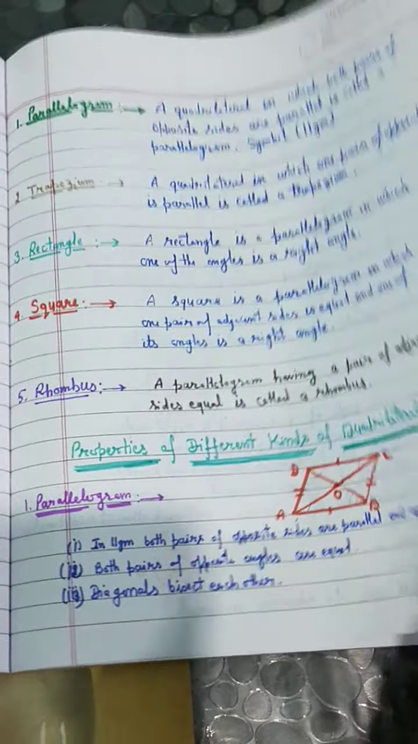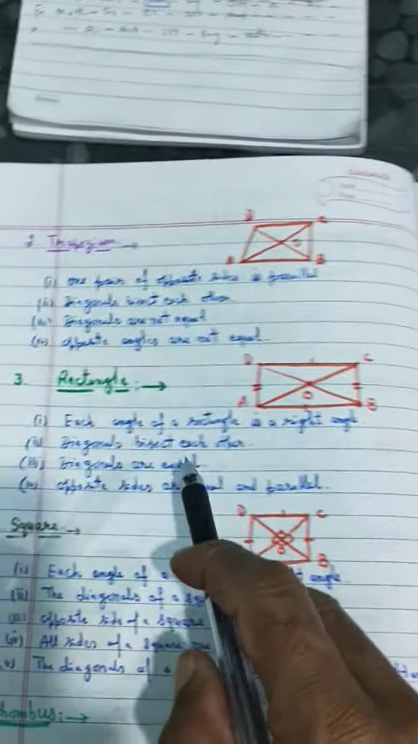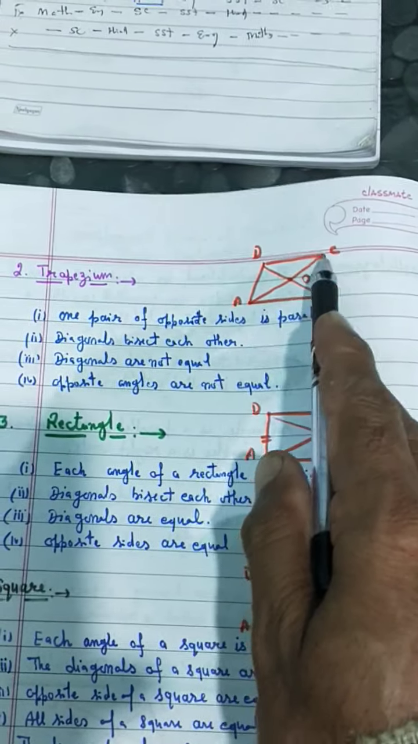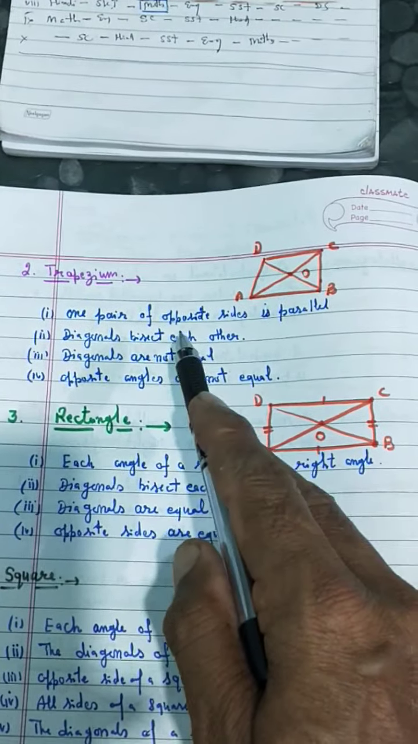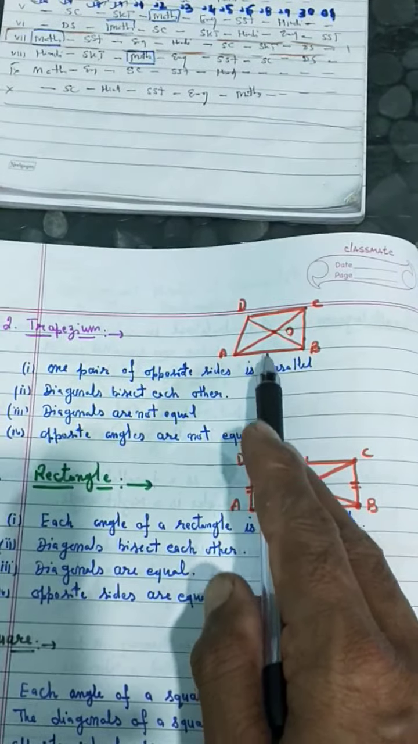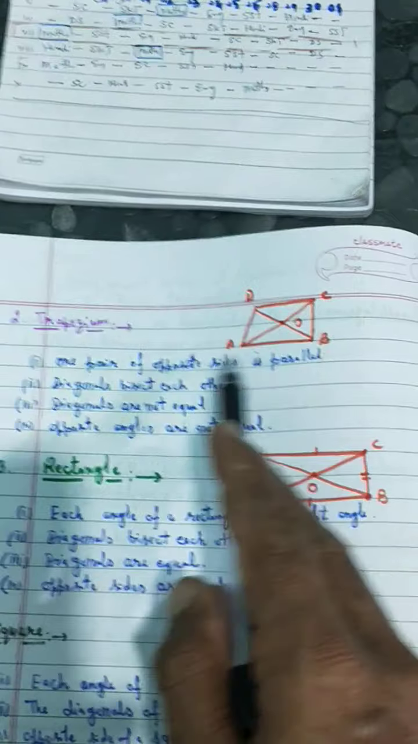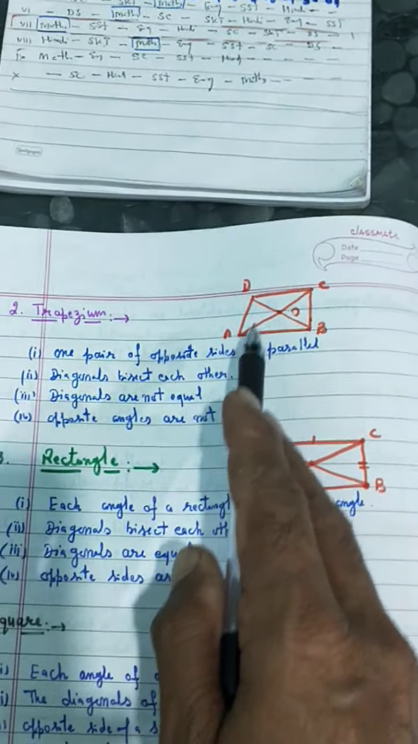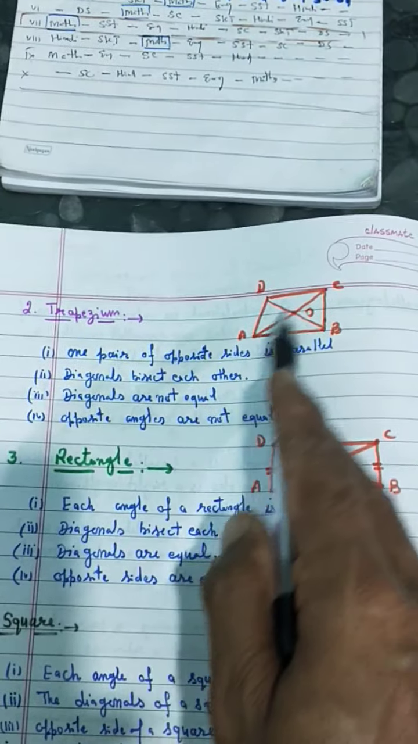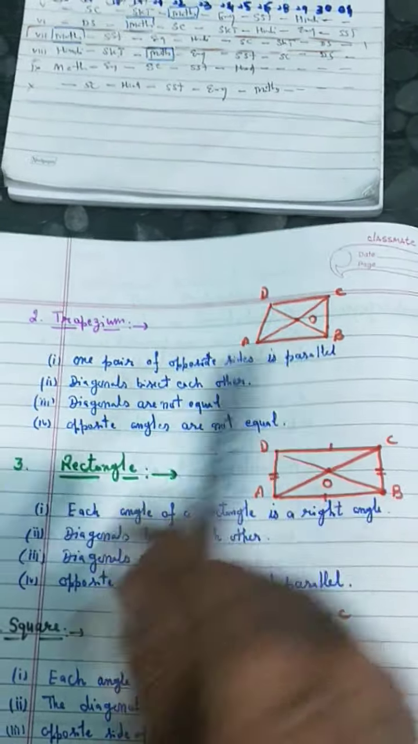Okay. Now next, properties of trapezium. This is your trapezium. In trapezium, here AB is parallel to CD. A trapezium is a quadrilateral in which one pair of opposite sides is parallel. Diagonals are not equal. AC is not equal to BD.